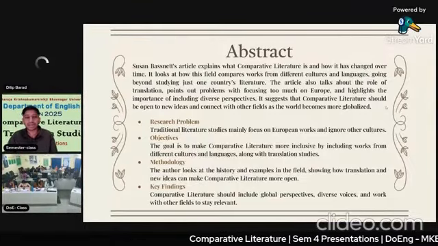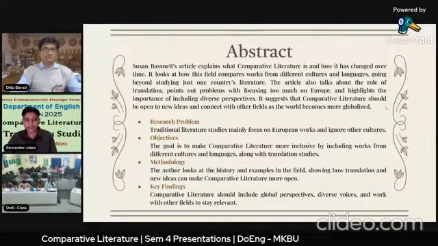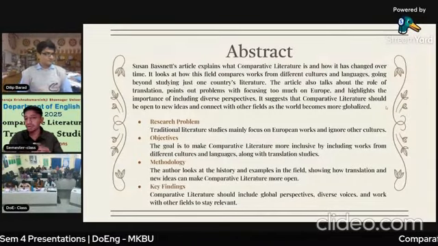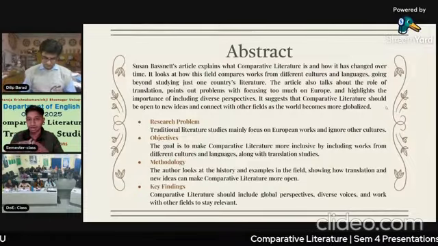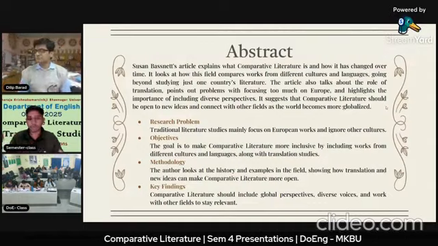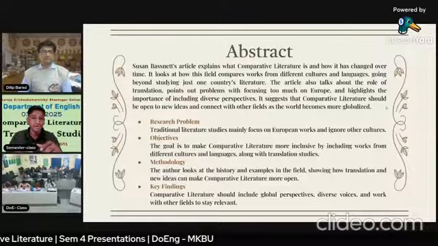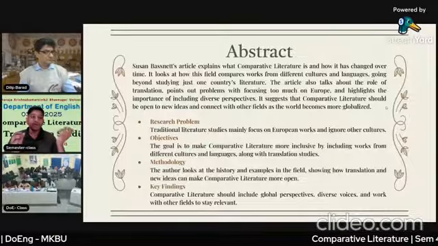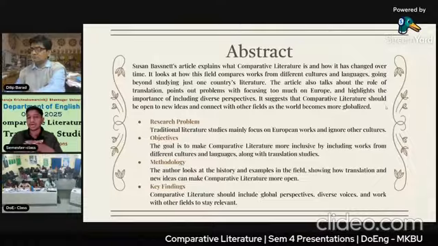Susan Bassnett's article explains what comparative literature is and how it has changed over time. It looks at how this field works across different cultures and languages, going beyond the study of just one country's literature. The article also talks about the role of translation, points out problems with focusing too much on Europe, and highlights the importance of including diverse perspectives. It suggests that comparative literature should be open to new ideas and connect with other fields as the world becomes more globalized.